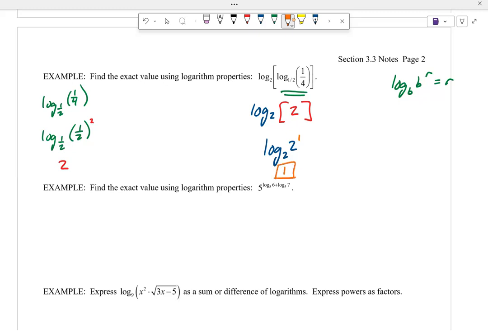That's our final answer. So our first step was to solve the inside. And then once we get that answer, of course, replace it right there.